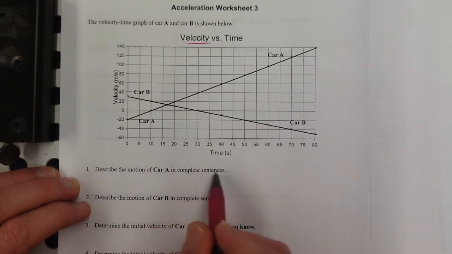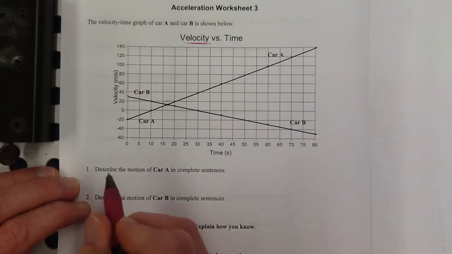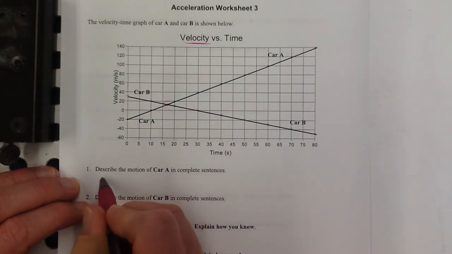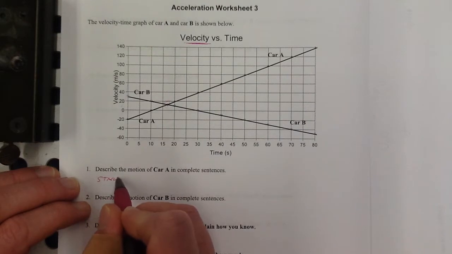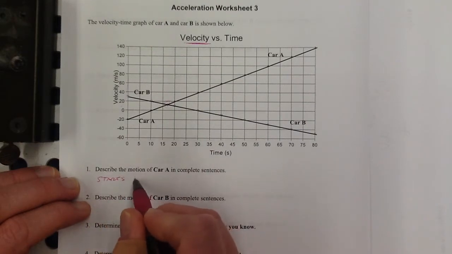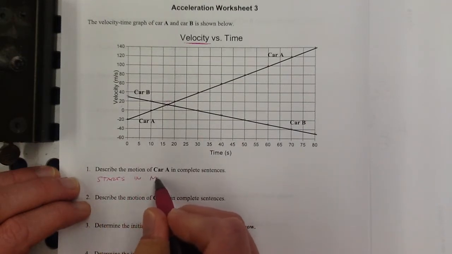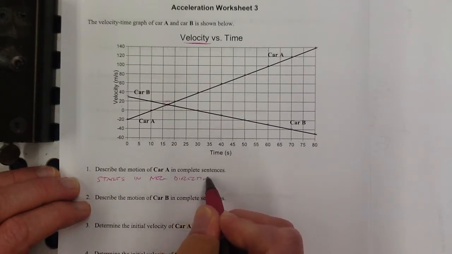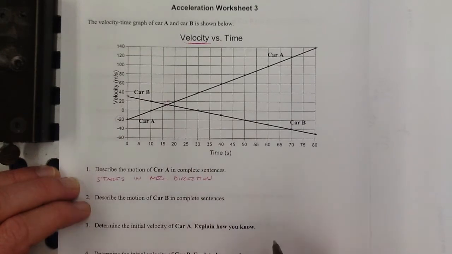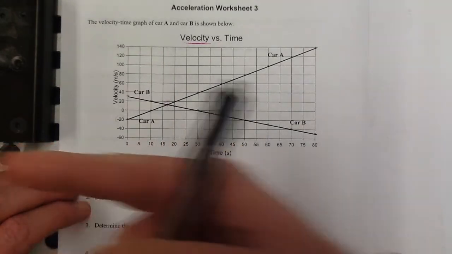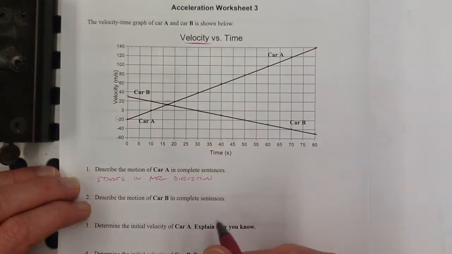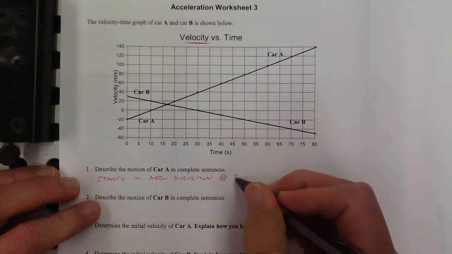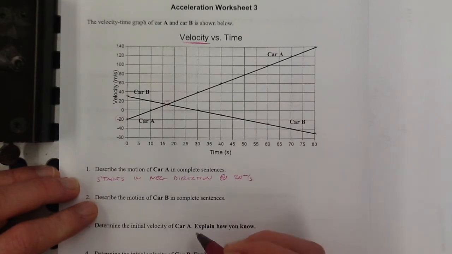Describe the motion of car A in complete sentences. I'm going to go for one sentence that says it all. So car A here starts in the negative direction because its starting velocity is negative 20, so it means it's going this way. Imagining that negative means left, like a number line. So it's in the negative direction at 20 meters per second.